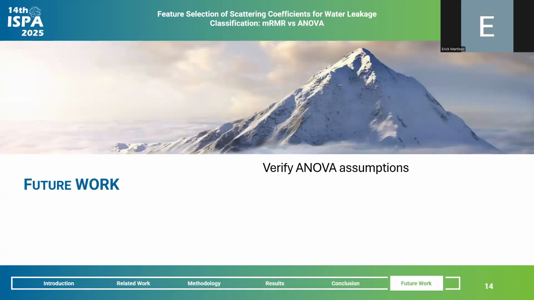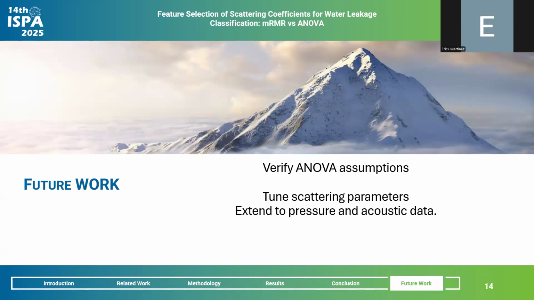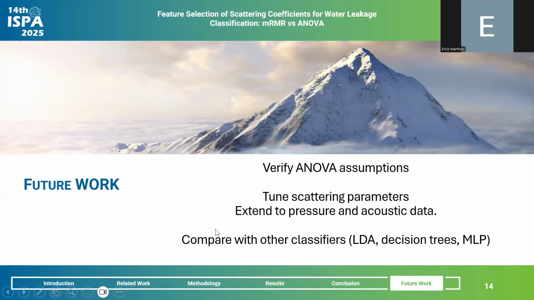As future work, we didn't verify that the analysis of variance assumptions were satisfied, so we applied this method without analyzing the distribution of the scattering coefficients. Another area of potential improvement is tuning the parameters of the scattering transform. We also have the possibility to extend this analysis to other types of data, like pressure and acoustic data. And we can also perform a comparison with other types of classifiers, such as LDA, decision trees, or multilayer perceptrons.